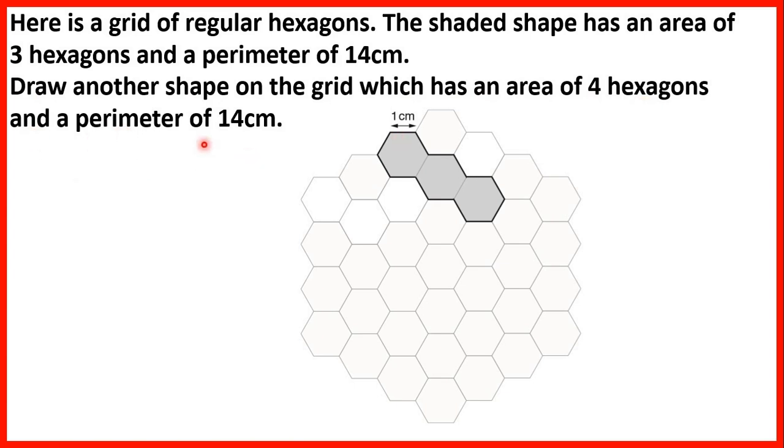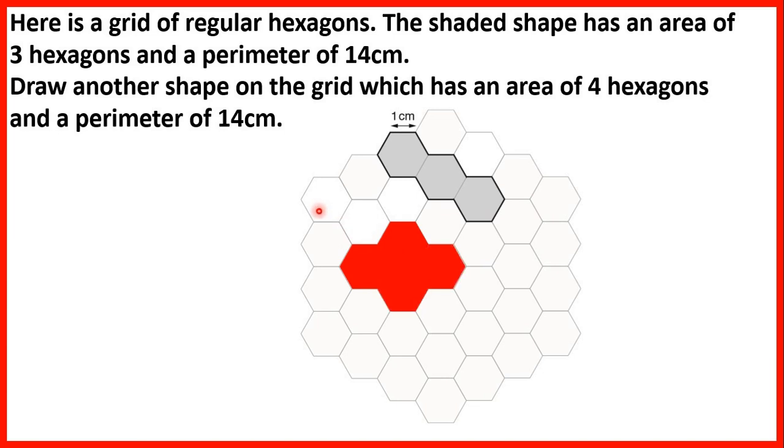and a perimeter of 14 centimetres. So we need the perimeter to be the same. So we can't have another straight line, but this time of 4 hexagons, because if we had this hexagon shaded as well, the perimeter would be longer. So we need to shade 4 hexagons like this.